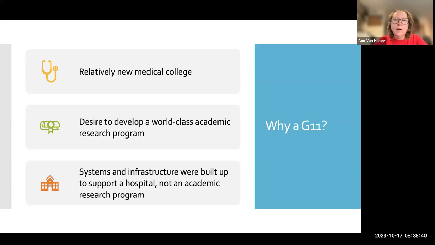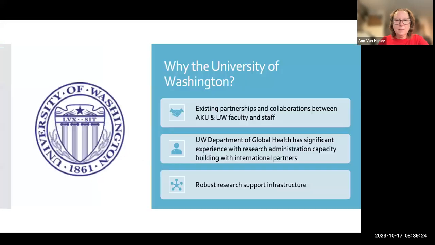So we were hoping that by doing a G11, we would be able to put together the different systems. There were processes in place for routing proposals and accepting proposals, but there wasn't a lot of understanding about why things were necessary and how to most effectively leverage the different systems that they did have. So we were hoping that with using a G11 mechanism, we would be able to put together some really solid processes for sending in proposals, managing them, and having a good grants life cycle and being competitive for those awards.